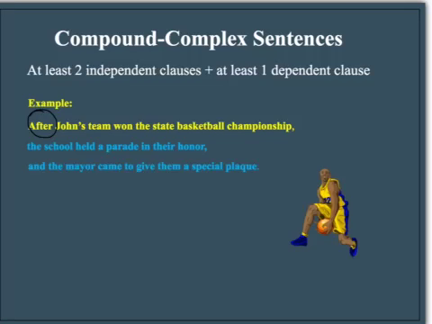The following two parts of the sentence, the school held a parade in their honor, and the mayor came to give them a special plaque, are independent clauses. They can stand on their own. They are connected using the fanboys coordinating conjunction and. So if you take a close look at this sentence, it's three separate clauses connected using one subordinate conjunction and one coordinating conjunction and two commas.